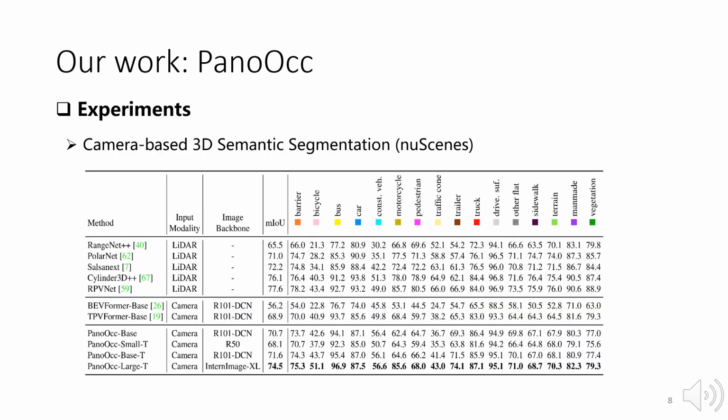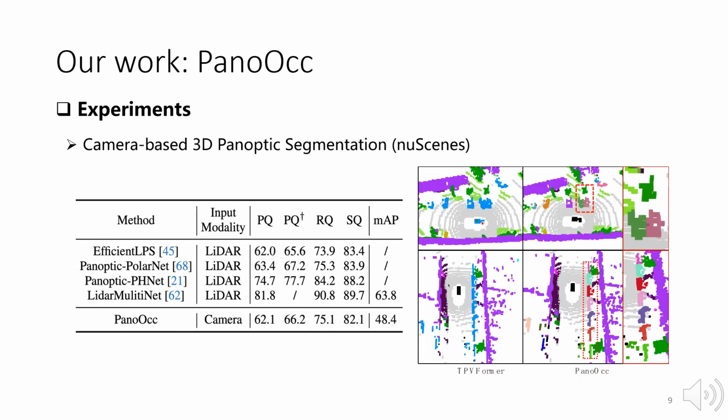Experiments show that we achieved state-of-the-art performance on 3D semantic segmentation in the NUScenes dataset, approaching the performance of LiDAR-based approaches. Additionally, we are the first to achieve panoptic segmentation using a camera-based method. Here, we present a comparison between two samples processed by TPV-Former and our method. Our approach enables the output of panoptic segmentation, particularly highlighting fine-grained instance discrimination.